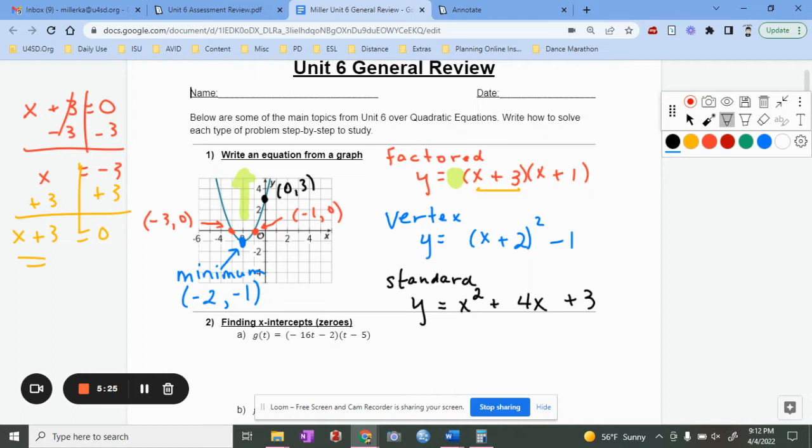Okay. Now for the test, you only need one of these three forms. And from your graph, it will be this or this, factored or vertex form, that will be your most effective, efficient method. Okay?